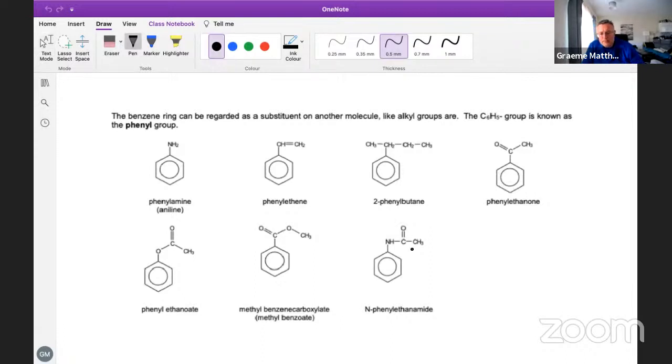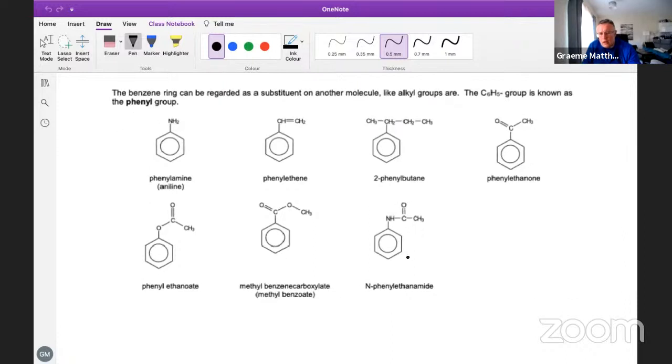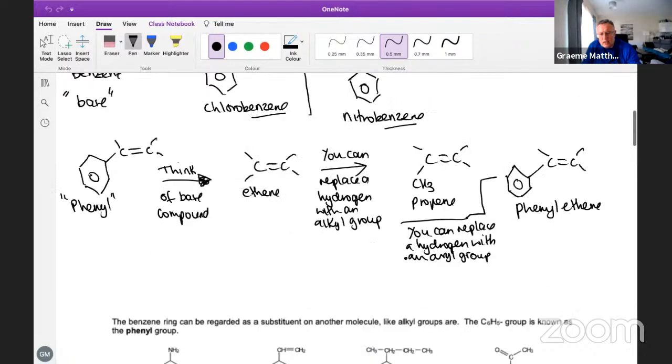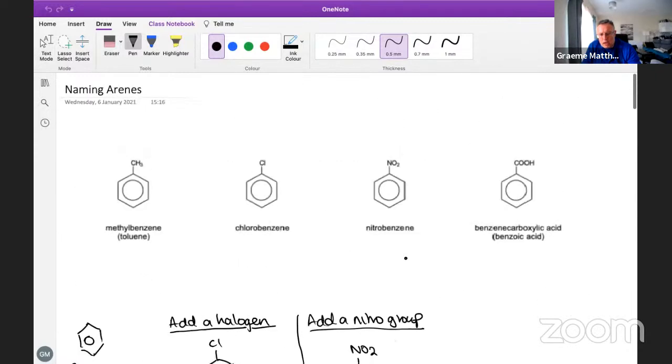Now, this is the logic then of when to know it's benzene and when to know it's phenyl. All right. Benzene is when it's the base.